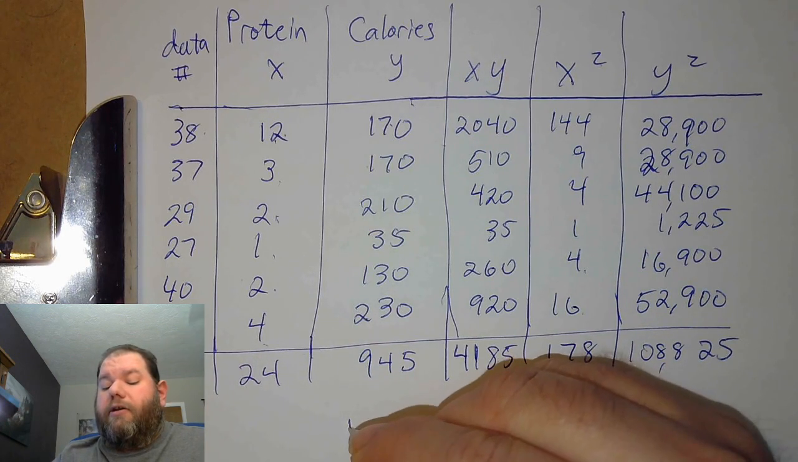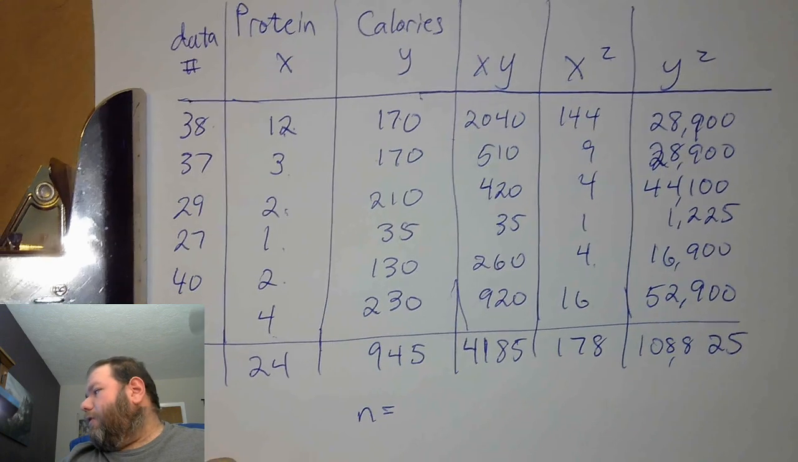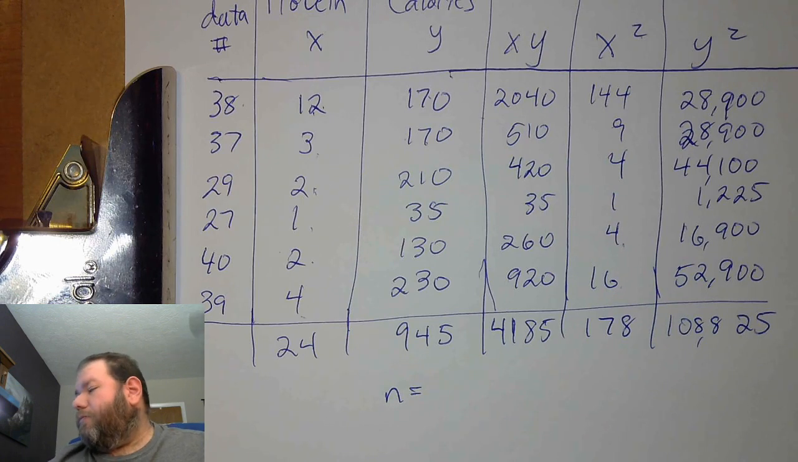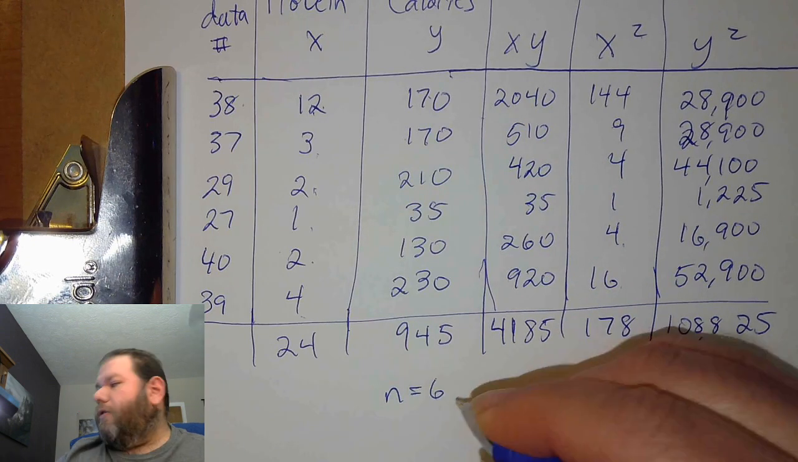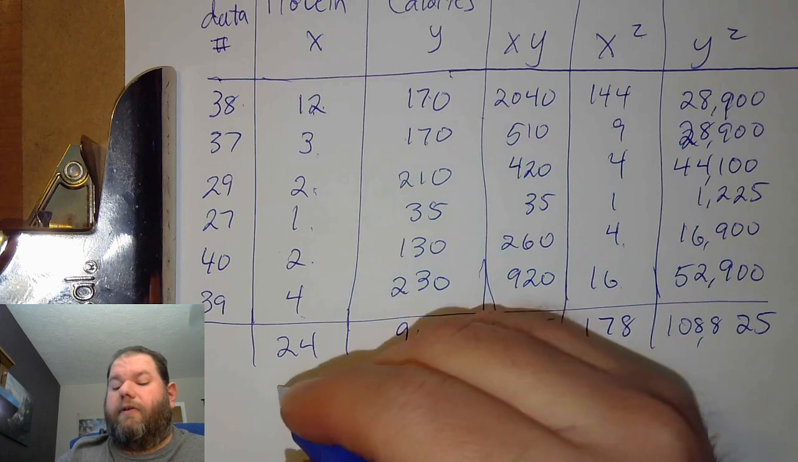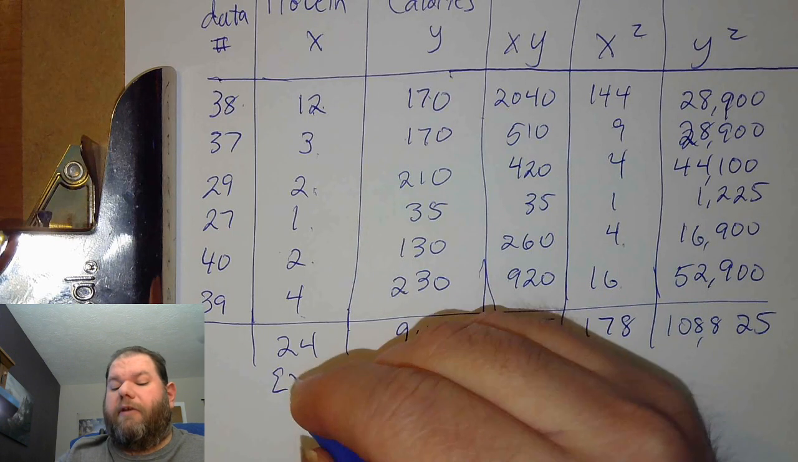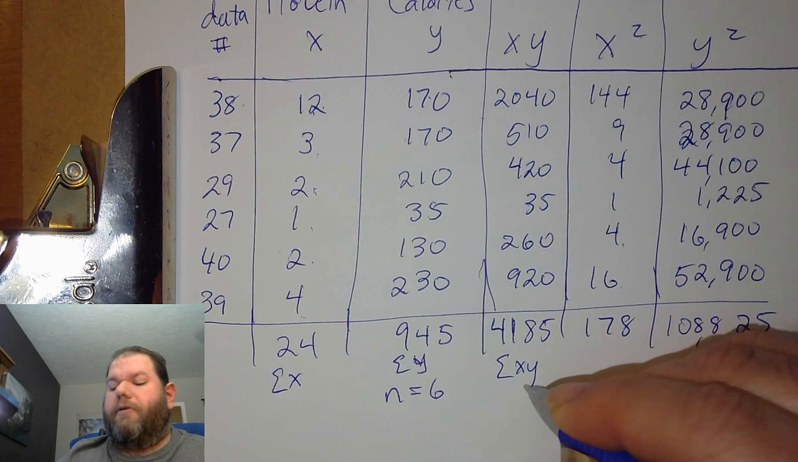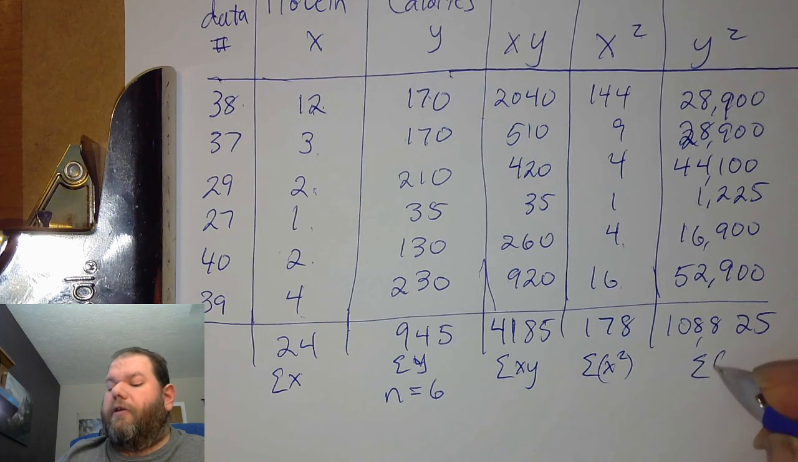What is n in this case? N is the number of data values. So how many data values do we end up using here? Six, yes. So n is 6. This is the sum of the x's. The sum of the y's. This is sum of x times y. This is sum of x squared. And this is the sum of the y squares.